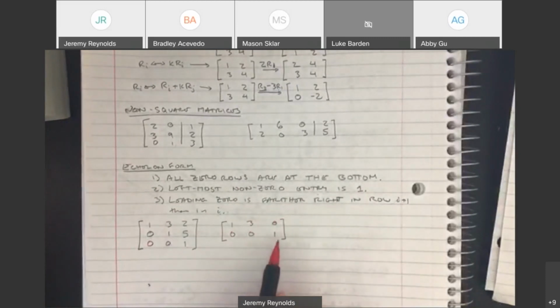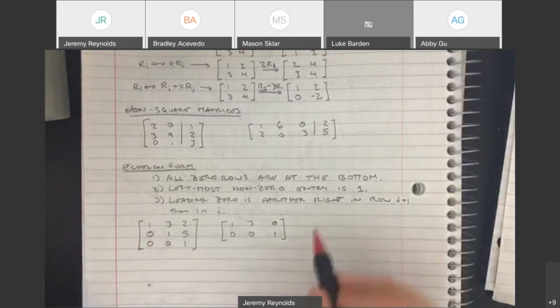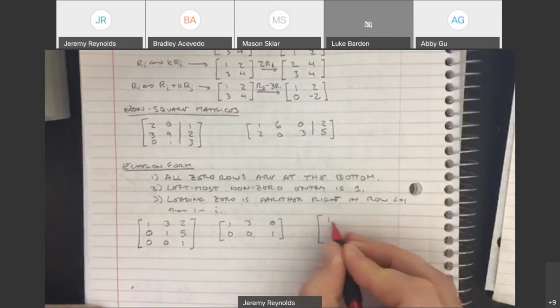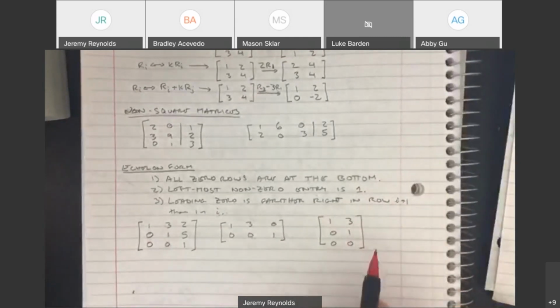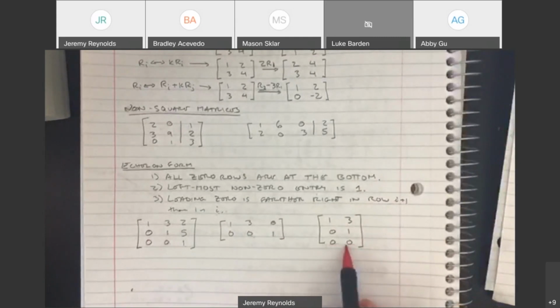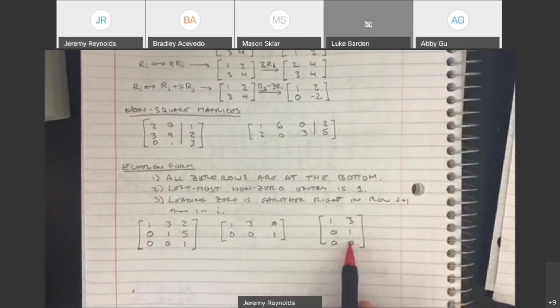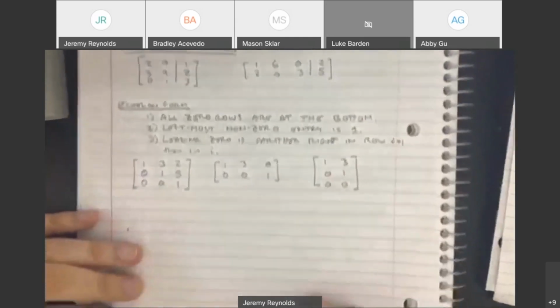So in this matrix, there are no 0 rows again, but we can see that the leading entry is a 1 in each row, and the leading 1 is farther right, so there's only a 0 in the second row. In the third example, once again, we have a 0 row, and it's at the bottom. The leftmost non-zero entry is 1 in each row, and the leading 1 is farther right in row 3 than in row 2. So this is also in echelon form.